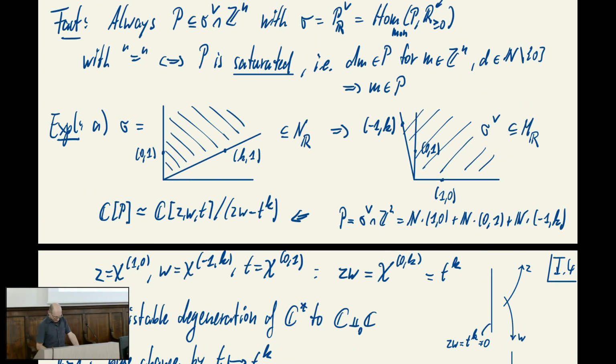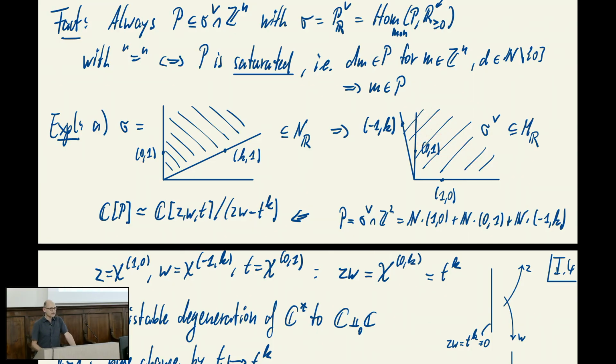So let's do an explicit example. Let's take sigma the cone that is generated by (0,1) and (k,1), and then of course you need more integers here as a monoid, but it's this kind of region that I shaded. So this is a picture in N_R. In the dual, the perp of (0,1) is (1,0). The perp of (k,1) is (-1,k). And then you get the signs right, and you see the dual cone is this region here. So P would be the integral points in this region.